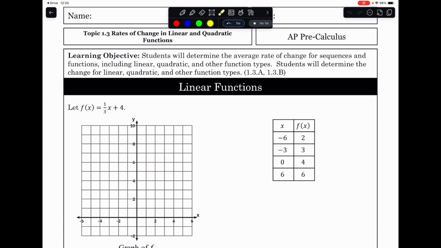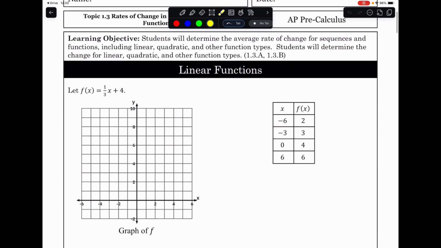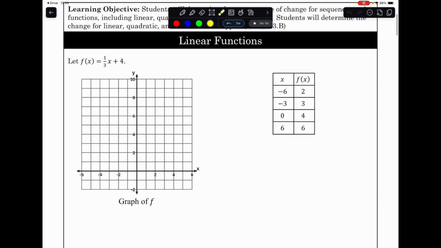So let's look at the example that we start. Let's start with linear functions and how those change. In this example, I have that f of x is equal to 1/3 x plus 4. And let's begin by graphing this. If I graph the point again, I recall that my y-intercept is 4. So I will have a point right there.